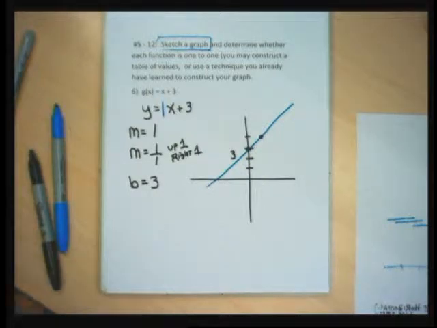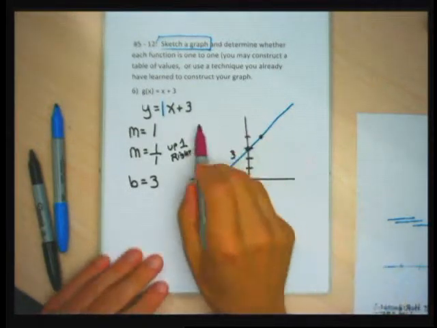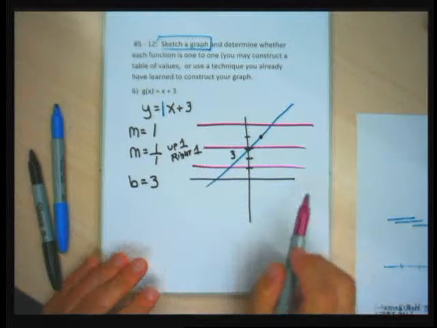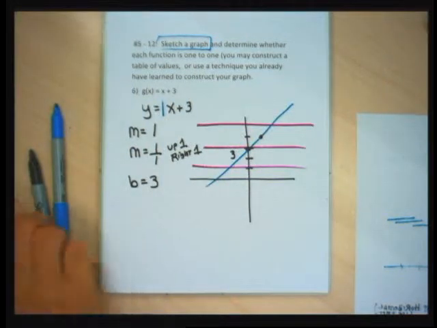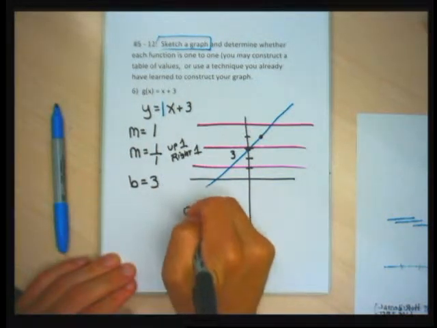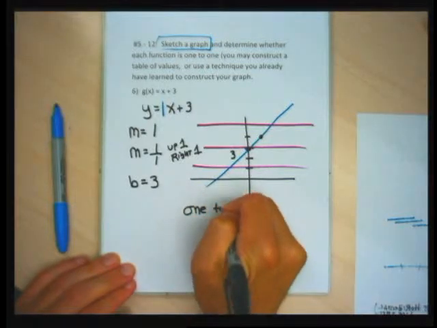I look at the graph. This graph is going to pass the horizontal line test. No matter where I draw a horizontal line, it will only touch the graph once. So this is 1-to-1. I'll just say it's 1-to-1.